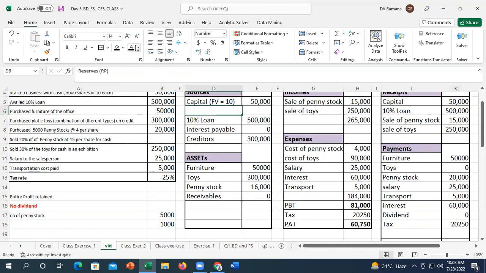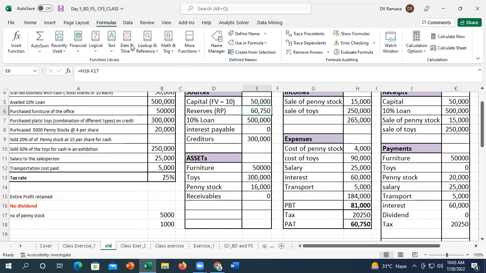If no payment, the entire profit will become retained profit. The entire profit is transferred to the balance sheet as a source. So profit is income minus expenses. Retained profit is PAT minus the dividend. So we got the PAT.